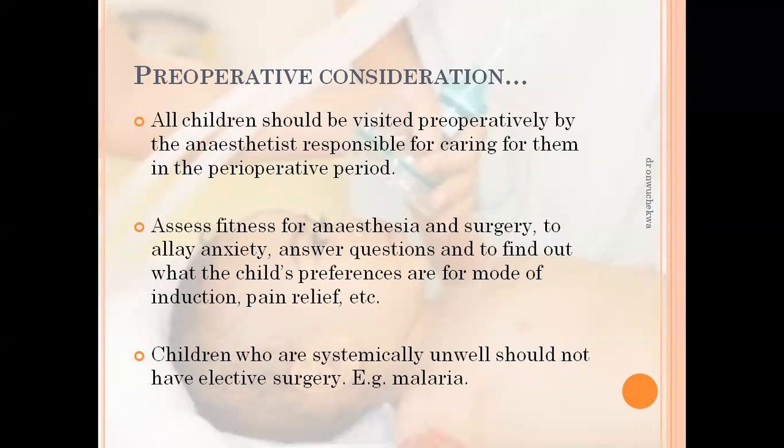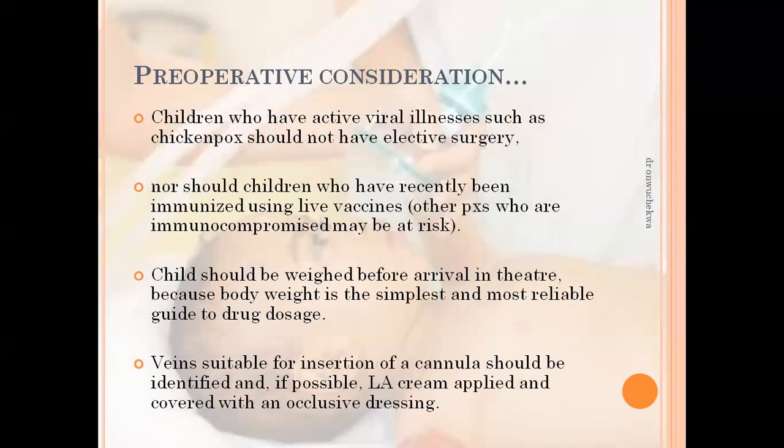Children who are systemically unwell should not have elective surgery, for example children who are down with malaria. Also, children who have an active viral illness such as chickenpox should not have elective surgery. Also, children who have recently been immunized should not have elective surgery because of the risks of infecting other immunocompromised patients. And a child should be weighed before arrival in the theater because weight is the simplest and most reliable guide to drug dosage.